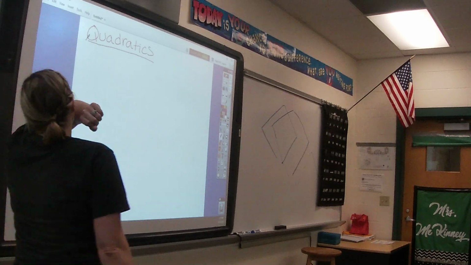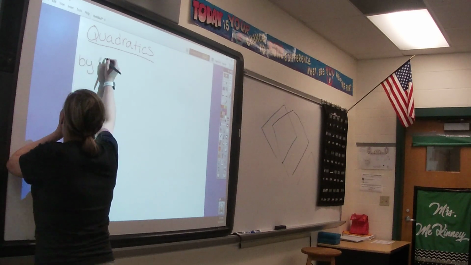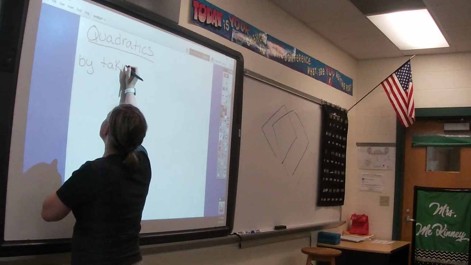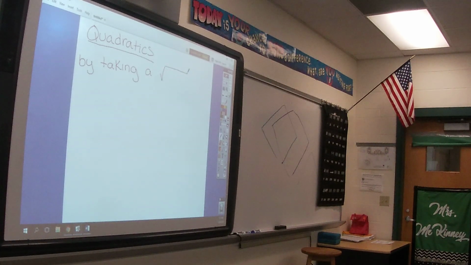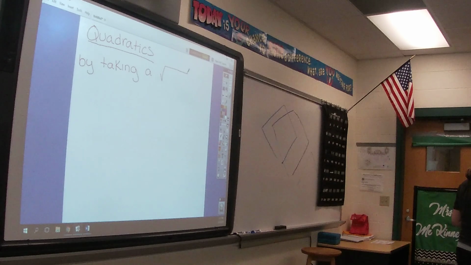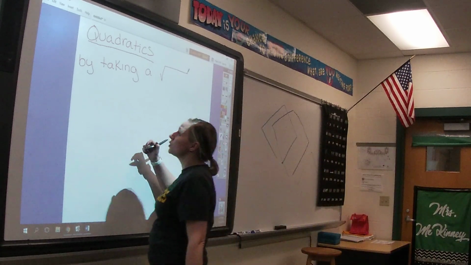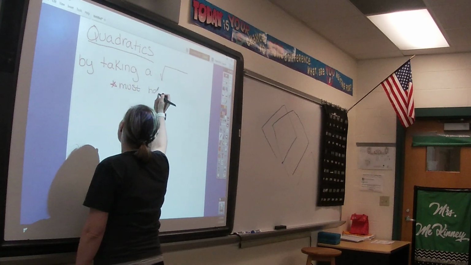Option 1 is that we can solve a quadratic by taking a square root. I think just like anything we look at in the math world, usually it comes with some type of restriction or stipulation that we need to be aware of. So in this situation, if we're going to solve by taking a square root, obviously it has to have an exponent of 2.